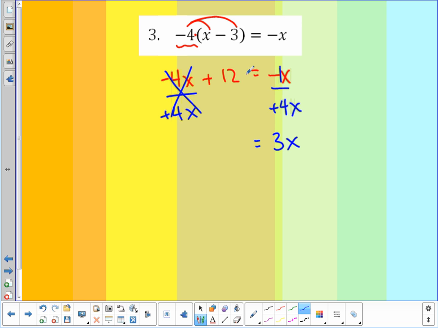That's what I was trying to do. And now I'm left with just 12. Then the last thing I can do is divide by 3. And I have 4 is equal to x. 12 divided by 3 is 4.